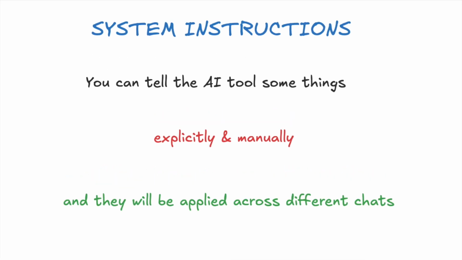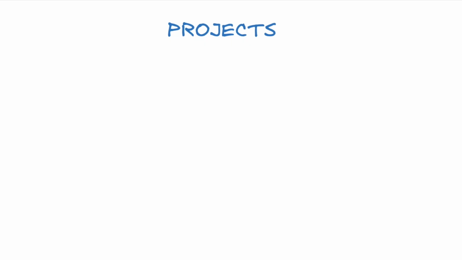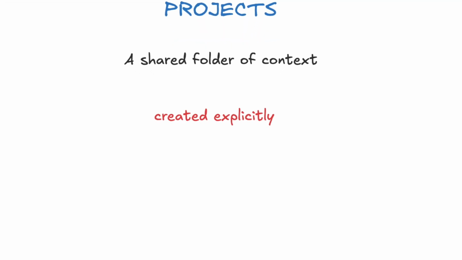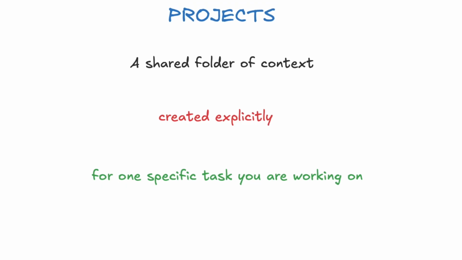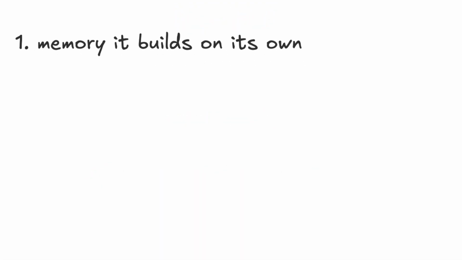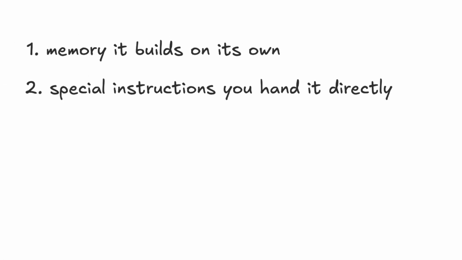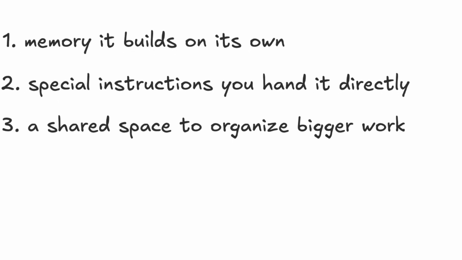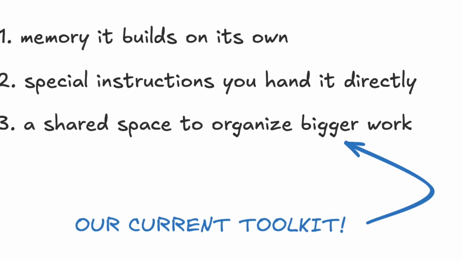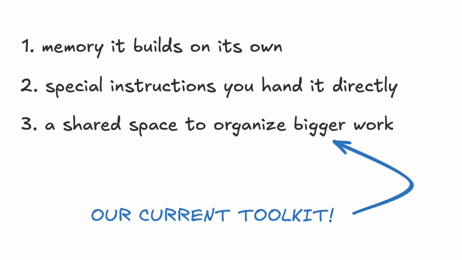That's called system instructions. And finally, we've talked about projects. Basically a shared folder of context for one big thing you're working on, so you're not repeating yourself every time. It's kind of a bucket of memory. So memory it builds on its own, stuff you hand it directly, and a shared space for bigger work. That's most of the map. But there's one piece left. And it's the one that actually explains that "why did this chat go sideways" feeling.